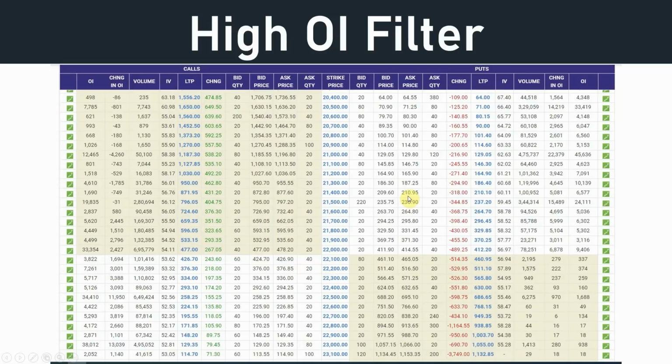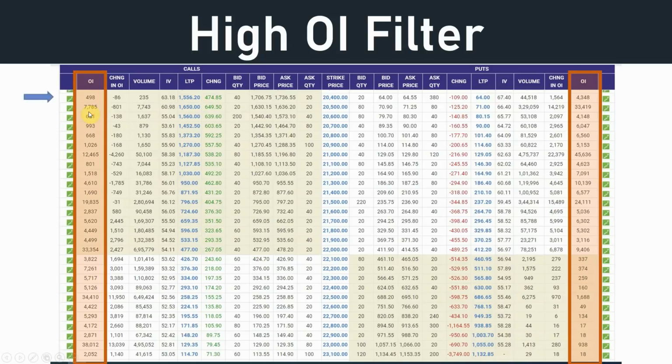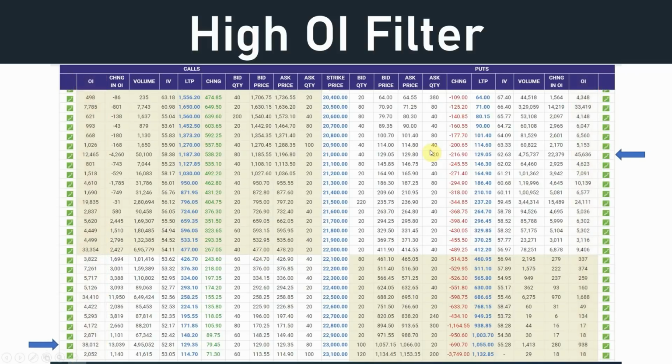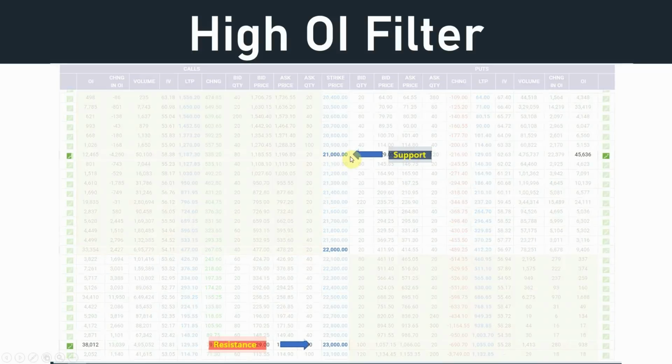When it comes to support and resistance, I think most of you must be familiar with the open interest column, and there we have to figure out the highest amount of open positions in call options versus the highest number of put option open interest. So here I see 38,000 carries the highest open interest. Here 45,000 carries the highest open interest. What matters to me when it comes to support and resistance is that particular strike price. So I'm looking at 21,000 as the downside support, and 23,000 as the upside resistance.